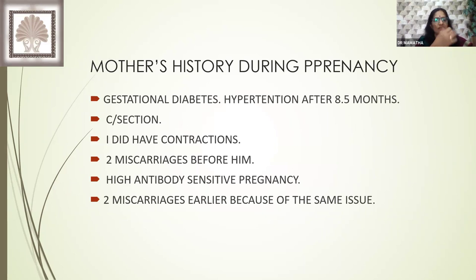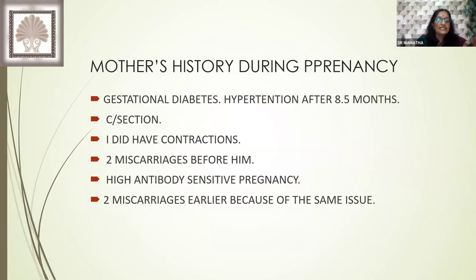So I just asked them and she tells me that she had gestational diabetes. She developed diabetes during her pregnancy. She also developed hypertension after 8.5 months. And it was a cesarean section. She did develop contractions. But why did they do cesarean section?